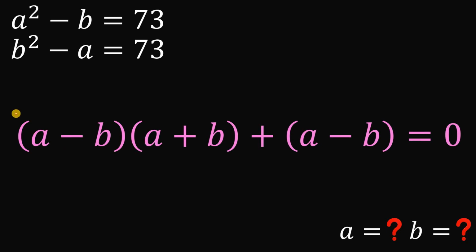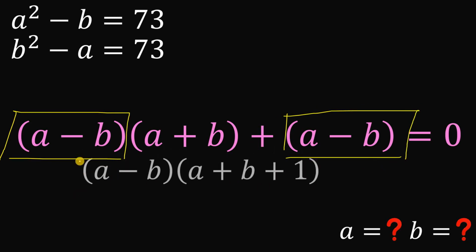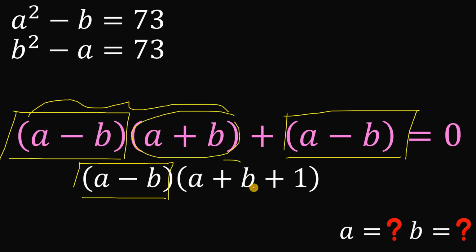Now, since we have equal to 0, we can now factor out the common factor a minus b. And if we do that, we get something like a minus b. This is our common factor. Now, if we factor out a minus b in this term, we get a plus b. This is a plus b. And if we factor out a minus b in this term, we are left with an imaginary 1. That's why we have 1 here.